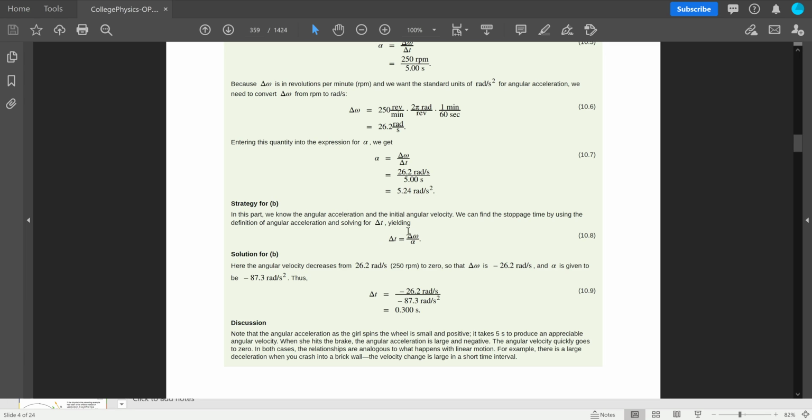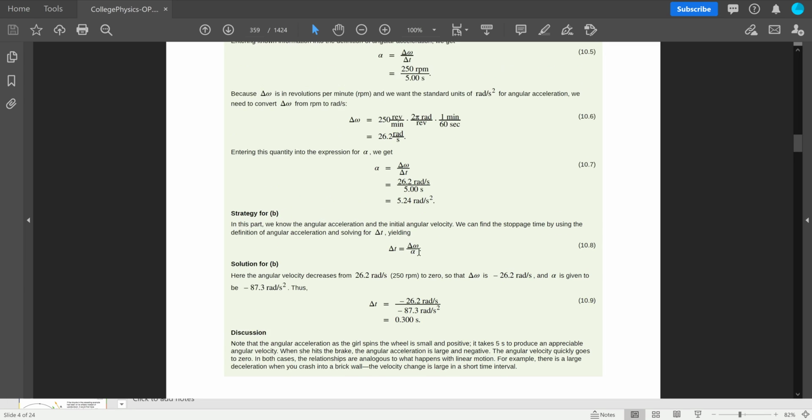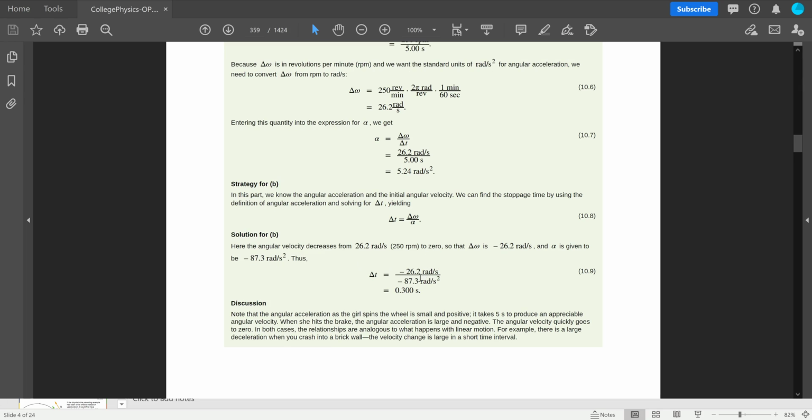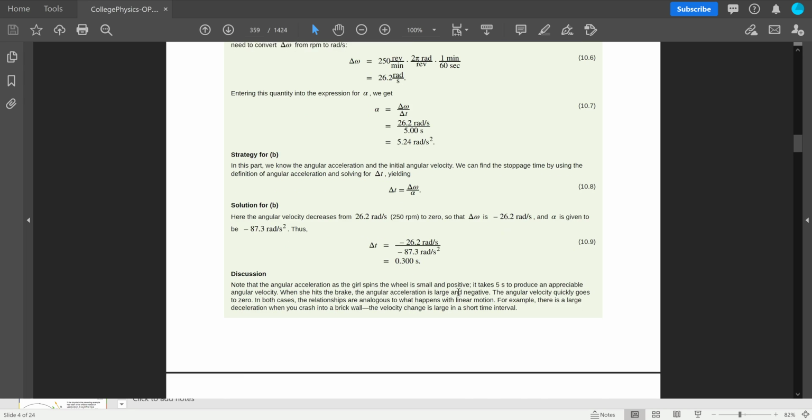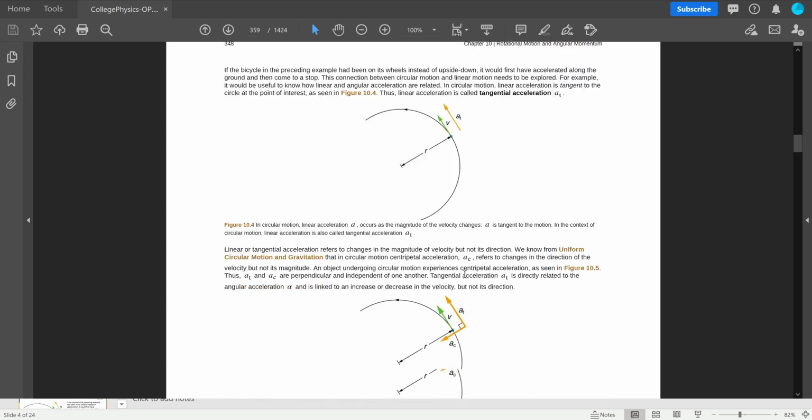And for B, we're trying to find the time. So we use our angular acceleration equation, which is alpha equals delta omega over delta t, but we just switch these two. And we simply plug in negative 26.2 radians per second over negative 87.3 radians per second squared, which gives us 0.3 seconds. That's how long it's going to take for it to stop.